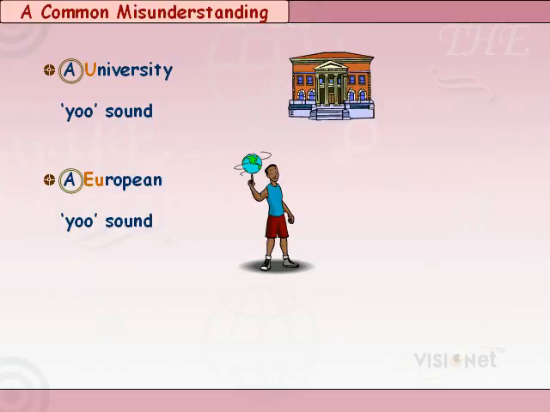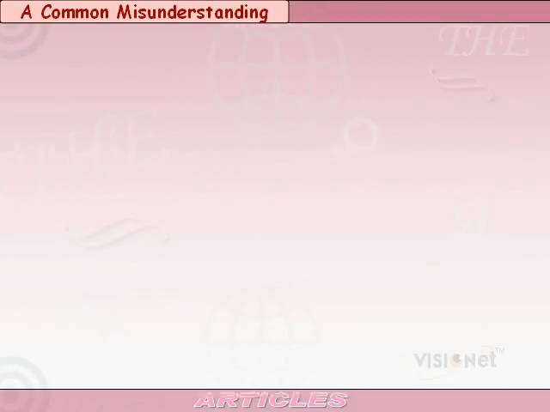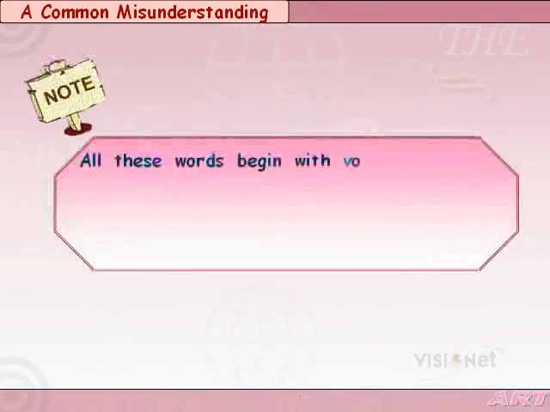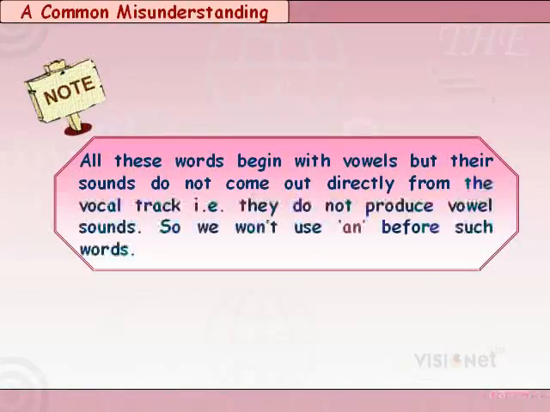And another example, a one rupee note. Here, O-N-E, one, that means W sound. Here the sound is not vowel, therefore we will not say an one rupee note. The correct use is a one rupee note. So you have seen that all these words begin with vowels, but their sounds do not come out directly from the vocal tract. That is, they do not produce vowel sounds. So we won't use an before such words.